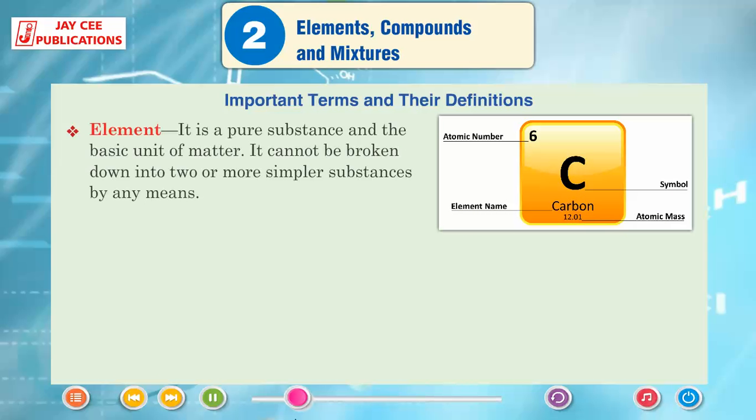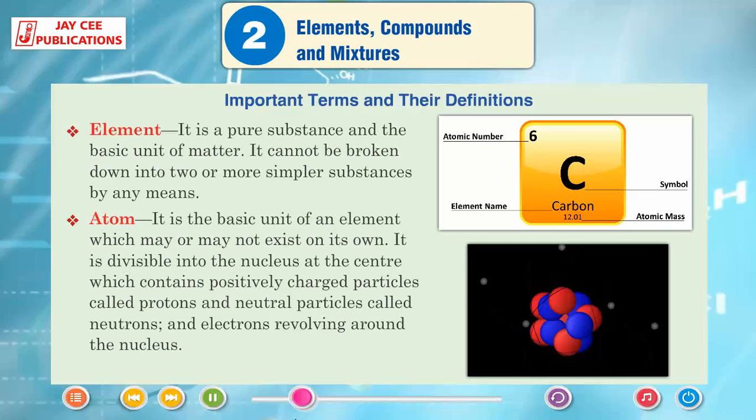Element. It is a pure substance and the basic unit of matter. It cannot be broken down into two or more simpler substances by any means. Atom. It is the basic unit of an element which may or may not exist on its own. It is divisible into the nucleus at the center, which contains positively charged particles called protons and neutral particles called neutrons, and electrons revolving around the nucleus.